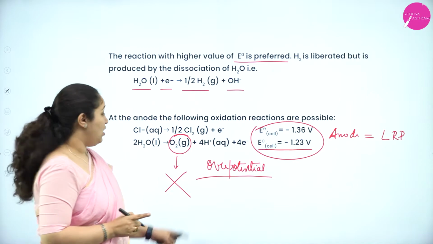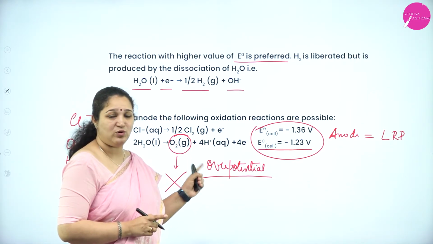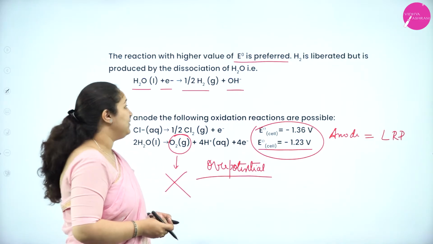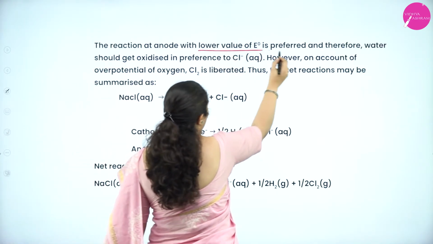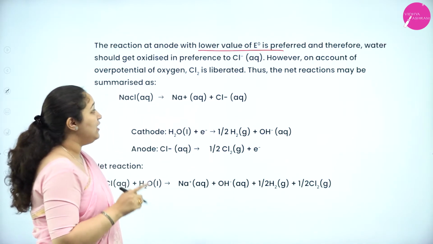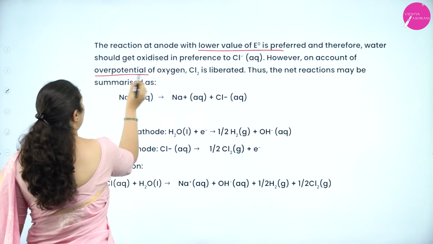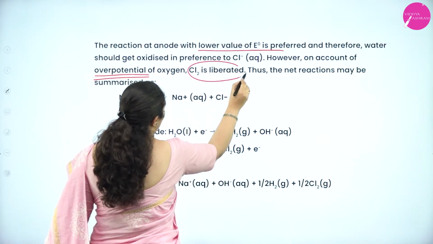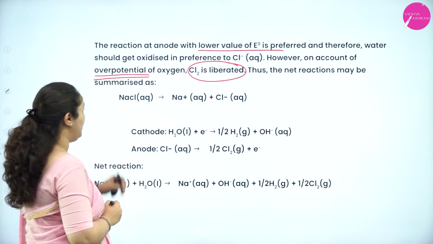Why? Because for oxygen gas to get liberated, or for this reaction to occur at anode, an overpotential is required. So, the reaction at anode with the lower value of E0 is preferred, and therefore water should get oxidized in preference to chloride. But on account of what? The overpotential of oxygen, what is getting liberated? Chlorine is getting liberated.